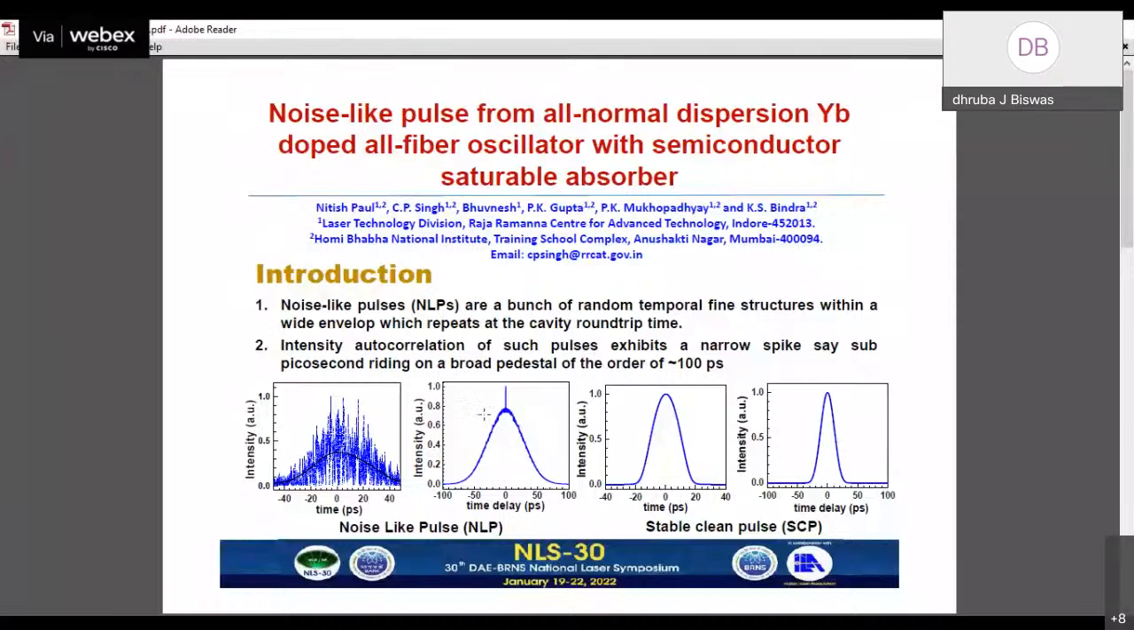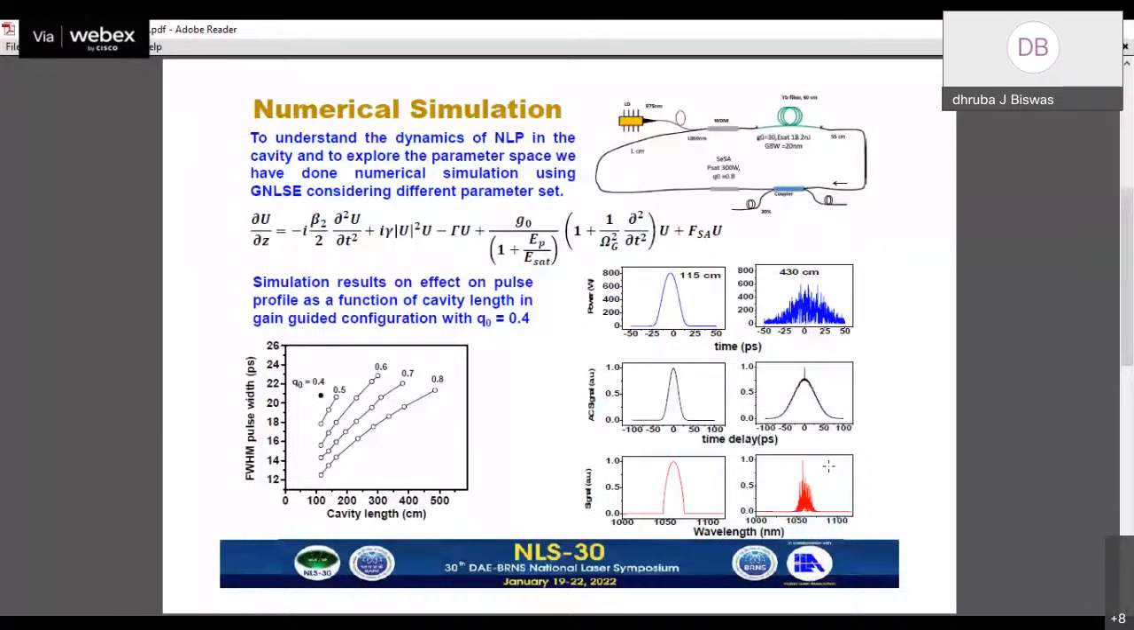So this kind of autocorrelation trace is very different from the conventional autocorrelation of a mode-locked pulse. To generate these noise-like pulses, we have done some simulation to go further in the experimental stages. First, when we did this simulation, we took this kind of prototype oscillator setup. So this is the setup you can see.